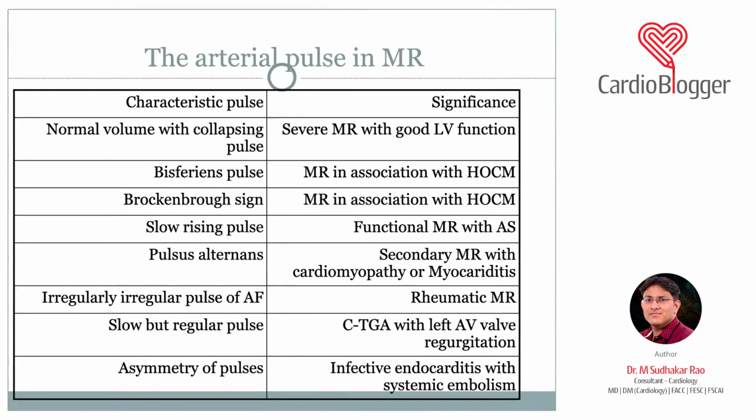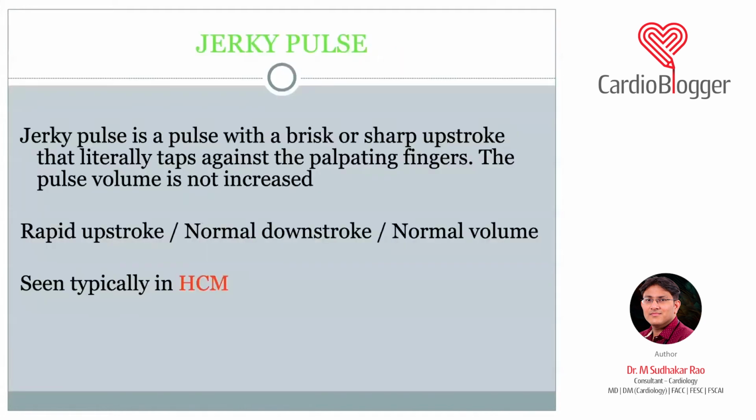In the presence of MR with AF, you should think that there may be a rheumatic mitral regurgitation which is producing AF. If in MR you get a slow pulse, like a bradycardia, but a regular pulse, it can be due to a congenitally corrected transposition of great arteries. It is a congenital heart disease which is known to produce AV blocks, complete heart block. And if you get an asymmetry of pulse, it means there may be an infective endocarditis producing a systemic embolism. So these are the various meanings of an arterial pulse in a patient with mitral regurgitation.